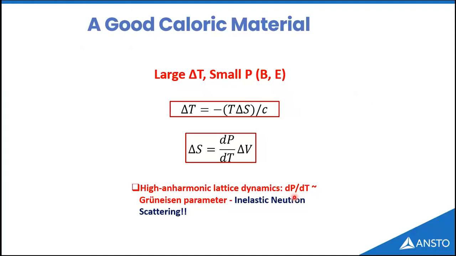And we all know that good caloric materials need to have a large delta T change at a small external force. The delta T change is proportional to the entropy change. The entropy change is proportional to dP/dT and the volume change upon phase transition. This dP/dT is the Grüneisen parameter of the material, and so represents the high anharmonic lattice dynamics. This kind of effect we can directly probe with inelastic neutron scattering.